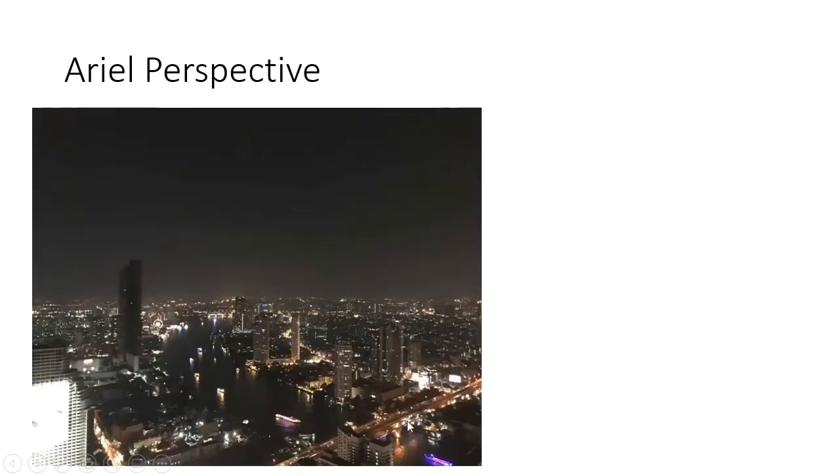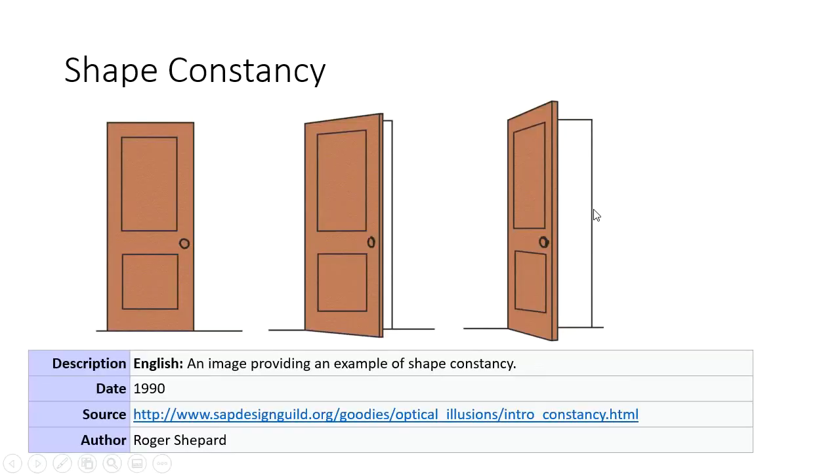So aerial perspective is the idea that when you're looking at something further away, things get blurrier. See how this is also Bangkok, Thailand. You can see how things get blurrier as you look further into the distance. And then I'm going to go ahead and jump to the next slide.